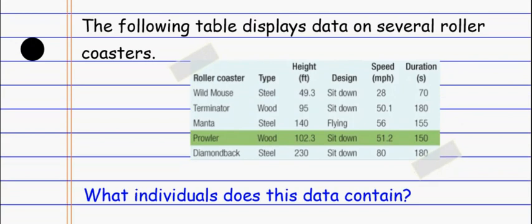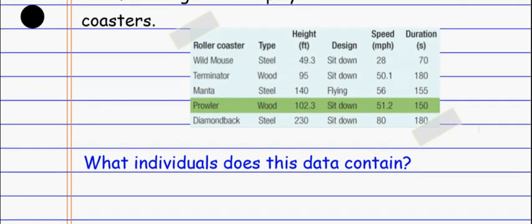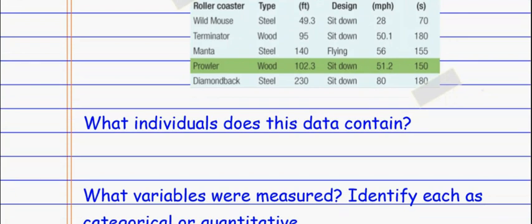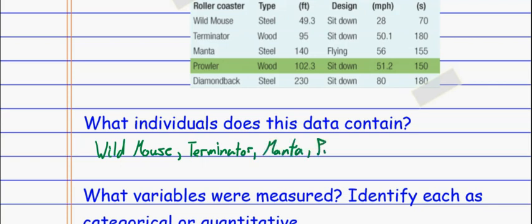And so for something like this, in the following table, I've got a bunch of roller coasters here, and I've got different things listed about the roller coasters. Really, we're going to identify things like, what are the individuals? What are the variables? And then are those variables categorical, or are they quantitative? For this one, the individuals in this particular data set, the things that we are studying, are the roller coasters. So generically, it's the roller coasters. The individuals would be the Wild Mouse, the Terminator, the Manta, the Prowler, and the Diamondback.